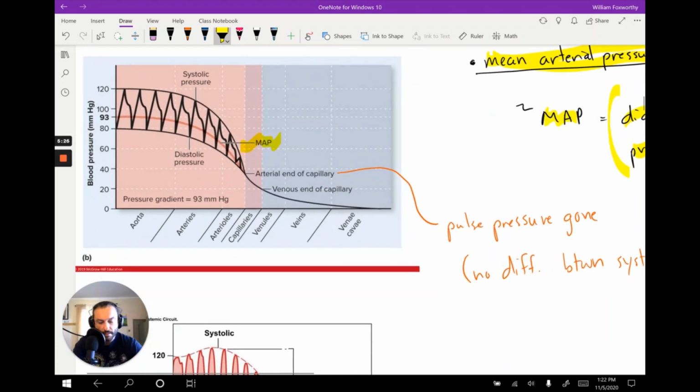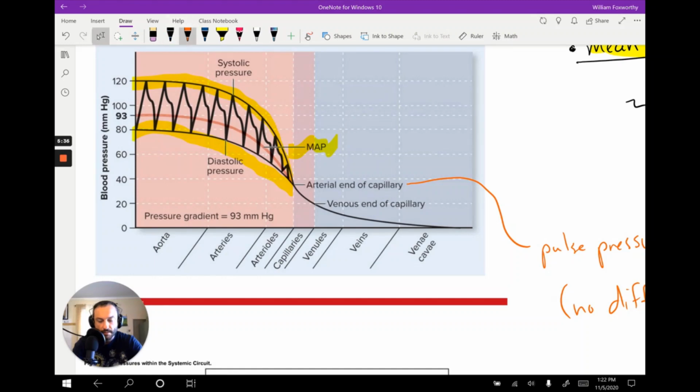If you look here, the top line is showing you the systolic pressure, which is of course higher, and the bottom line is showing you the diastolic pressure, which is of course lower. You can see that the pulse is occurring with the cardiac cycle, going from high in systole to low in diastole.